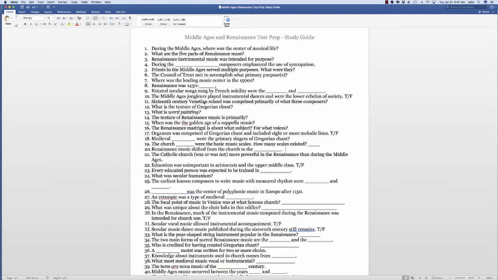Number 11, 16th century Venice, or Venetian school, was primarily composed of 3 main composers. Now, 2 of these guys had the same last name: Andrea Gabrieli, Adrian Willaert, or Willaert, as most people pronounce him, and the other brother, Giovanni Gabrieli.